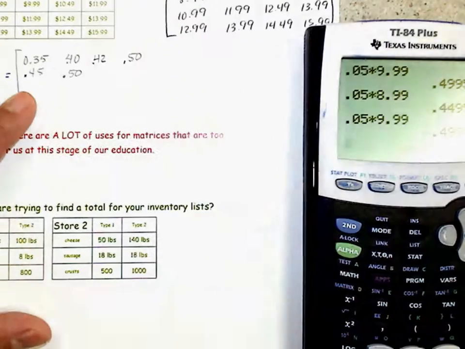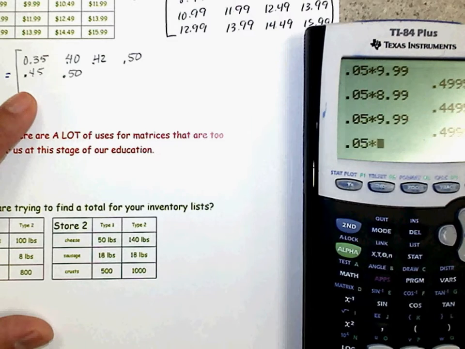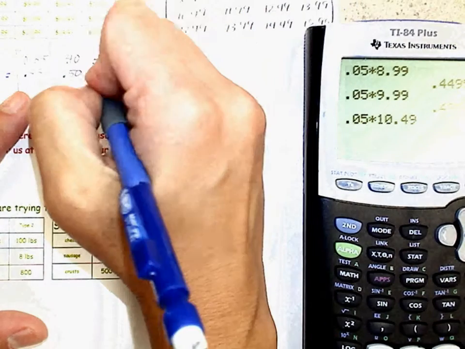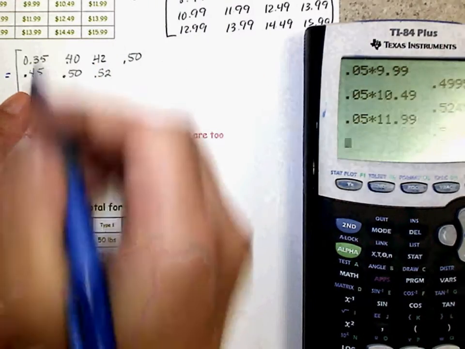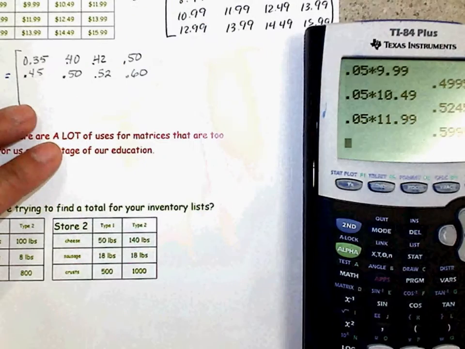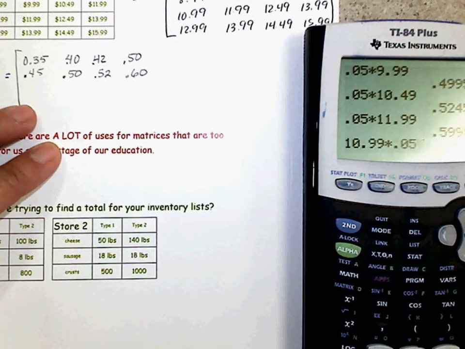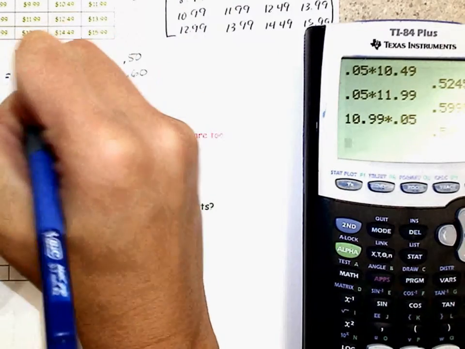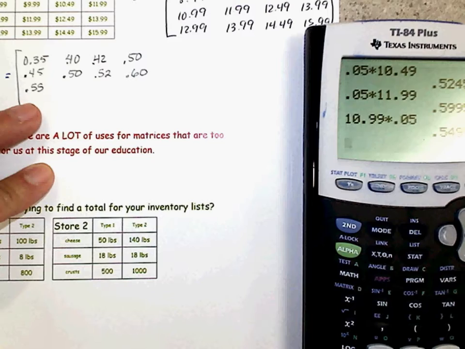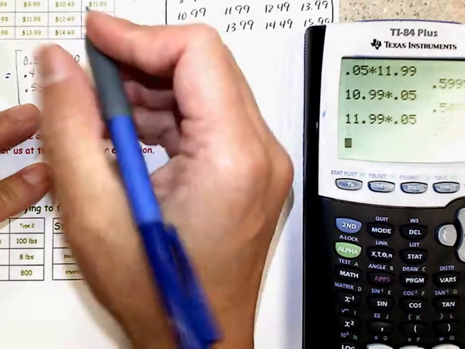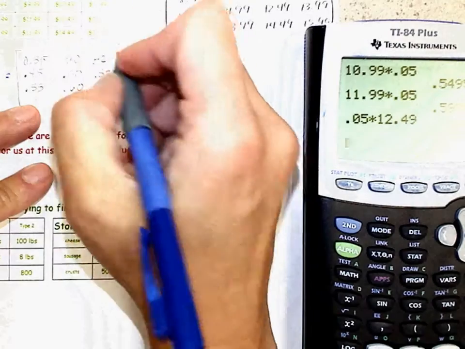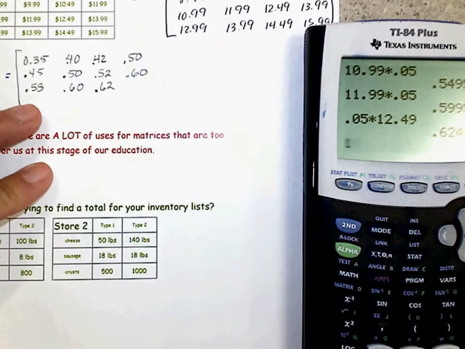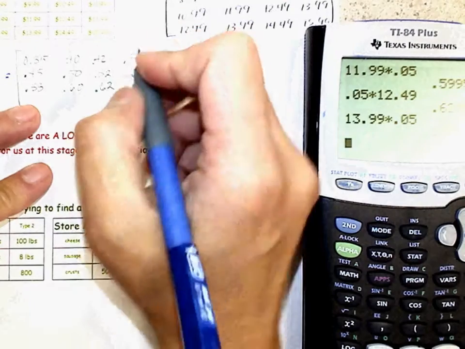0.05 times 10.49. Okay, 60 cents. Let's keep going. 10.99 times 0.05. Doesn't matter which order you put it in. You guys see how you're increasing it by 10 cents? So if you kind of know, you can do that. 12.49. Okay, 0.70. And then what you do is you add it to all of that.